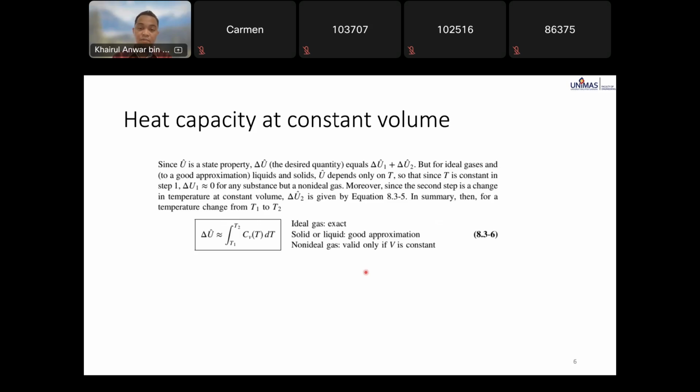Given in 8.3-5. In summary, then, for a temperature change from T1 to T2, for ideal gas it is exact, delta U equals the integral of CV dT. For ideal gas, or solid or liquid, it is a good approximation. The value of delta U for non-ideal gas is valid only if V is constant.